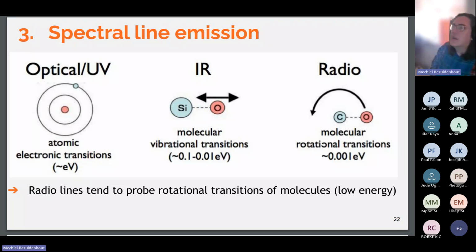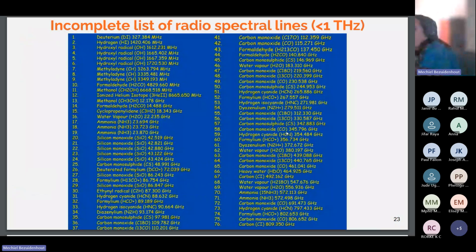This is an incomplete list of some of the important spectral lines that we see in the radio, less than about 1 terahertz. And you can see there's a huge amount of them, 76 in this list. So it would be impossible for me to go through even a small amount of these. So instead, I just want to focus on one specific one, which is number 2 on this list, the neutral hydrogen or H1 line at 1.4 gigahertz.